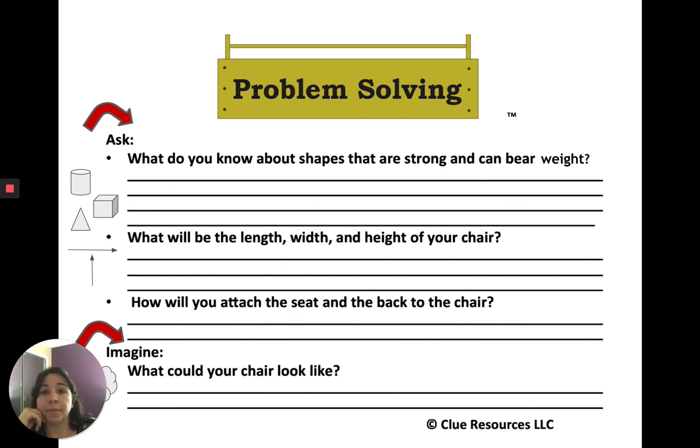Problem solving. Ask the question. What do you know about shapes that are strong and can bear weight? What will be the length, width, and height of your chair? How will you attach the seat and the back of the chair? Imagine, what could your chair look like?